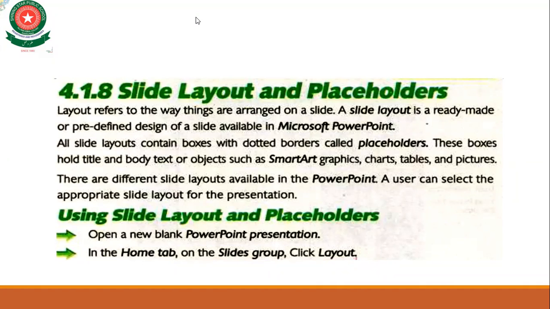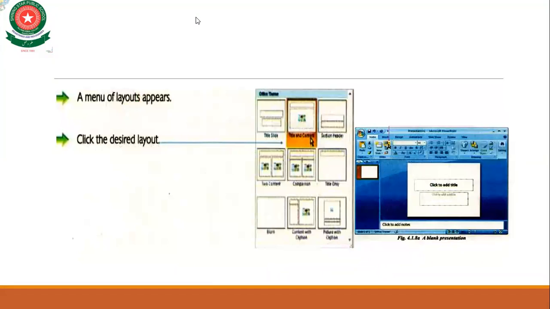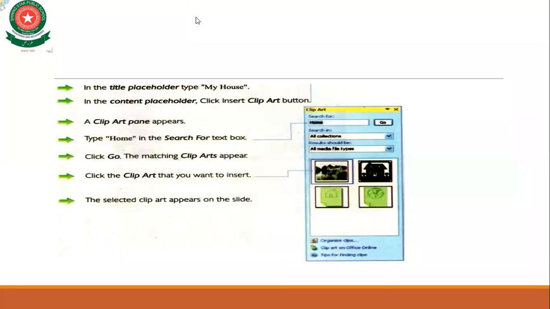Now, using slide layout and placeholder. Open a new blank PowerPoint presentation. In the Home tab, in the Slides group, click Layout. A menu of layouts appears. Then click the desired layout. After clicking the desired layout, in the title placeholder type My House. In the content placeholder, click the Insert Clip Art button.